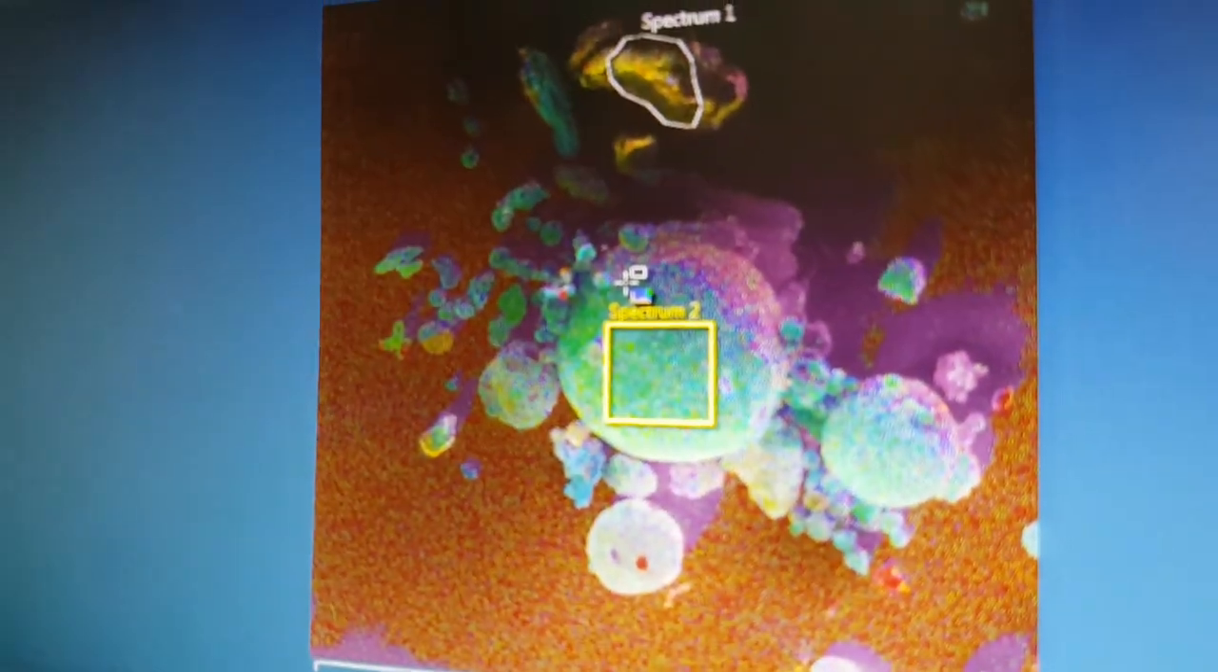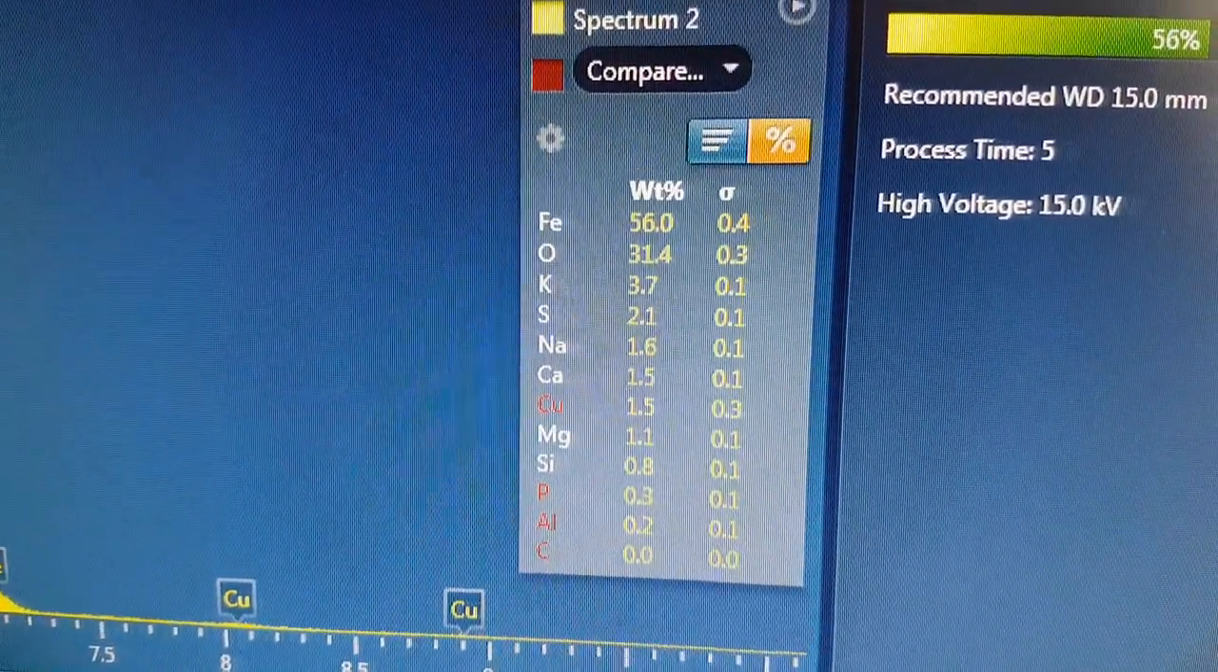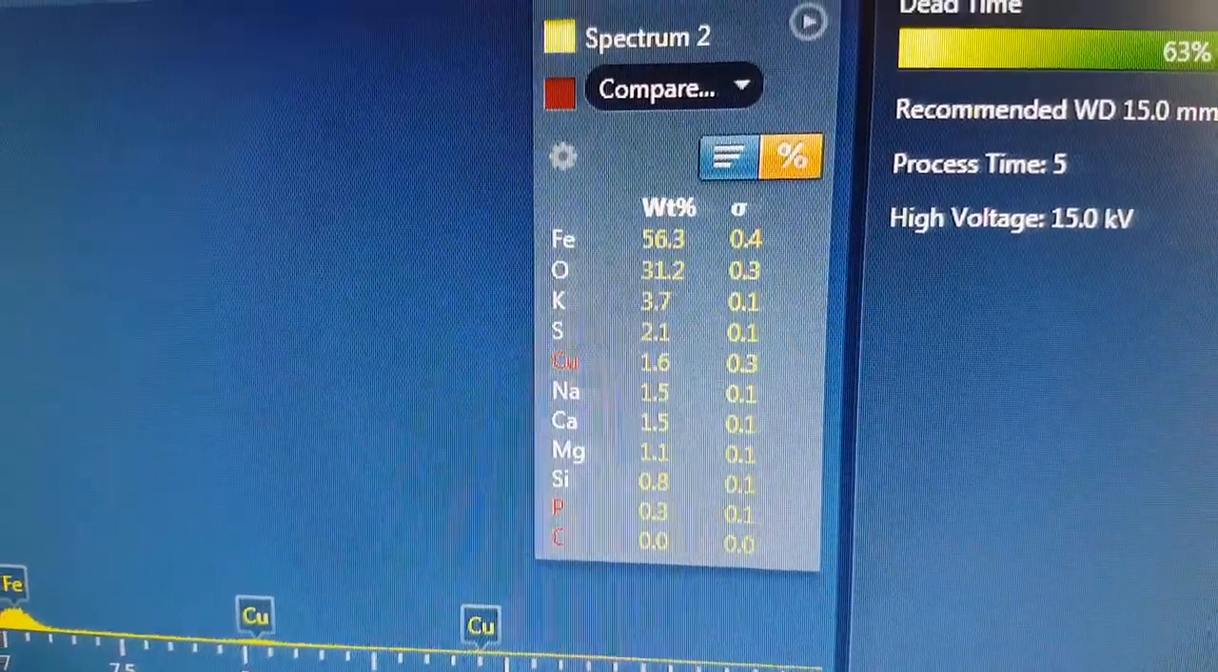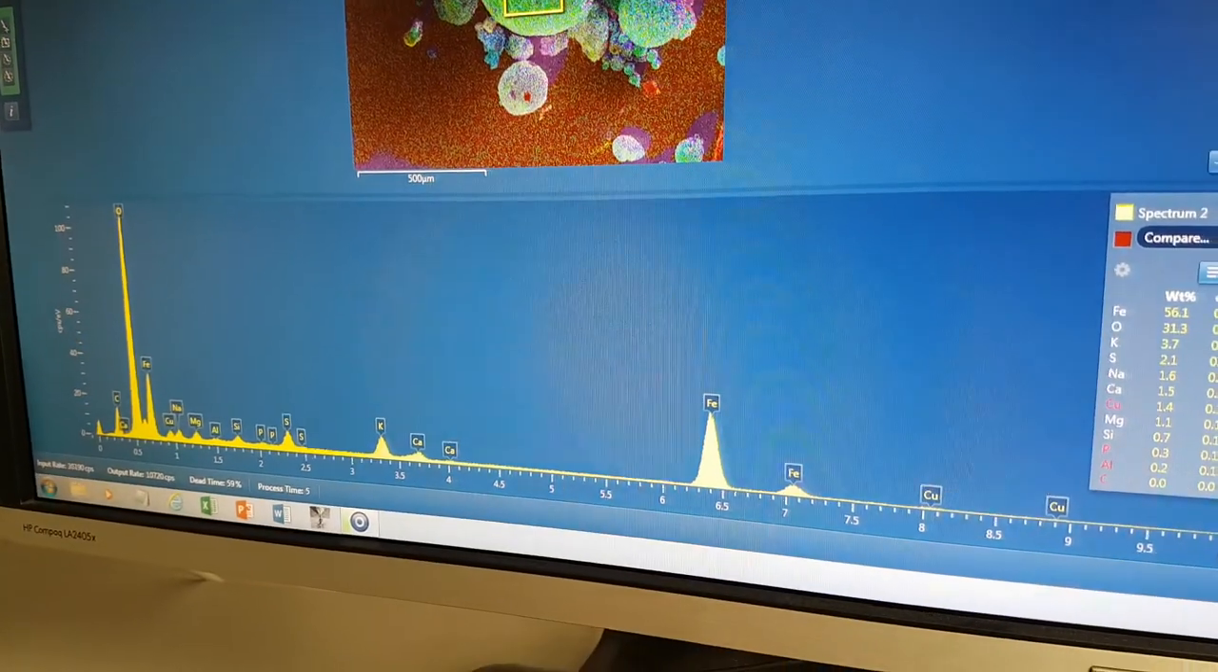So this looks like a more lumpy thing, spectrum 2. What are we seeing? Well, there we go. It's basically mostly iron. Oh dear. Oh George, you're not wrong.